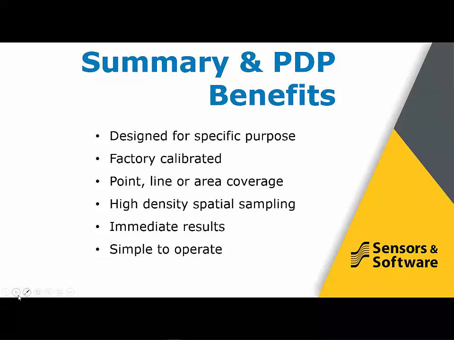So, summary from our perspective, we've been designing an instrument that's fit for purpose, designed to hit the application. It's factory calibrated, so you don't have to spend a lot of time adjusting and fiddling in the field. It gives you point, line, or area coverage. You get high spatial density sampling, so you can cover a lot of ground and get a lot of samples. You get immediate results, and it's simple to use.